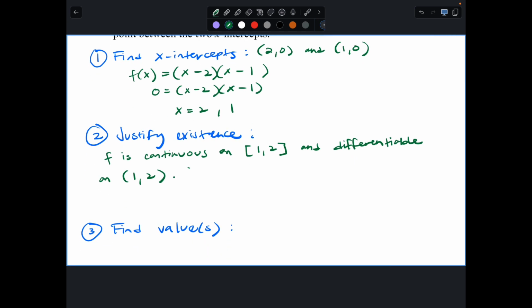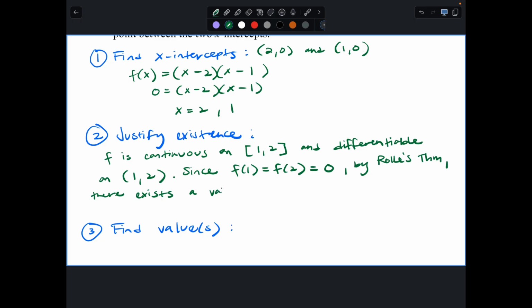Okay, so since f of 1 is equal to f of 2, which is 0, by Rolle's theorem, there exists, or there must exist, a value on the open interval from 1 to 2 such that f prime of x would be equal to 0.